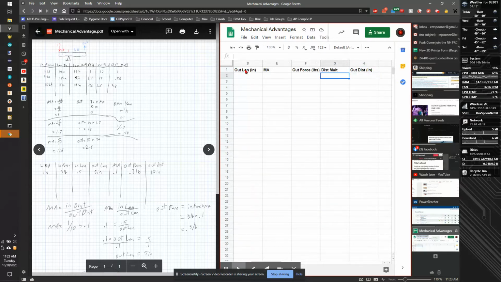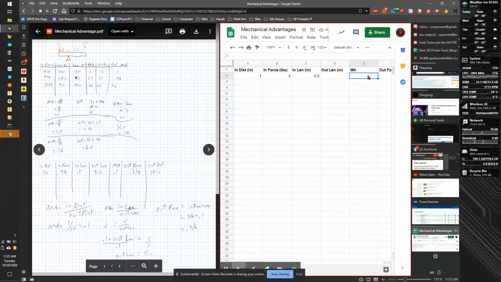Okay. So we'll start with 1. So the in force, again, is going to be something just set. In length is going to be something set. And in this case, we're going to set our out distance to 10. So the first thing we do is solve for MA.